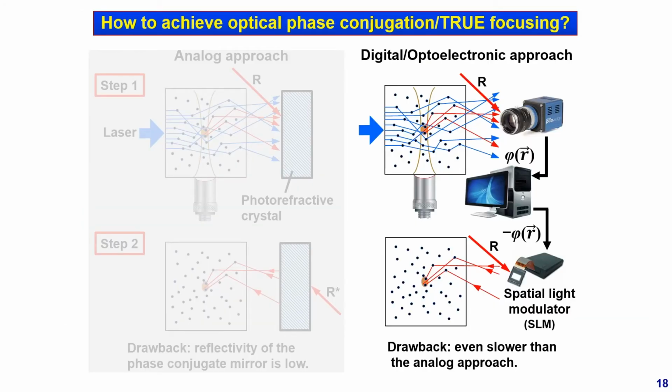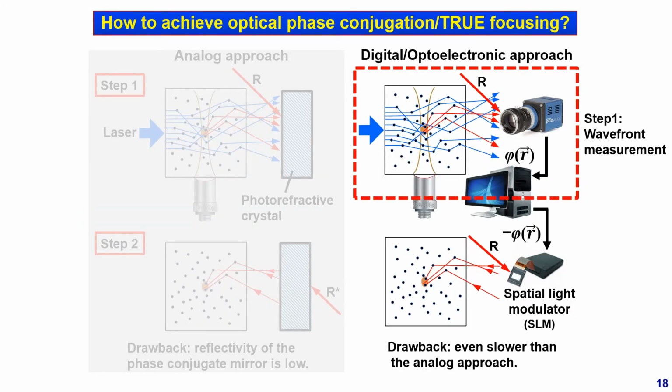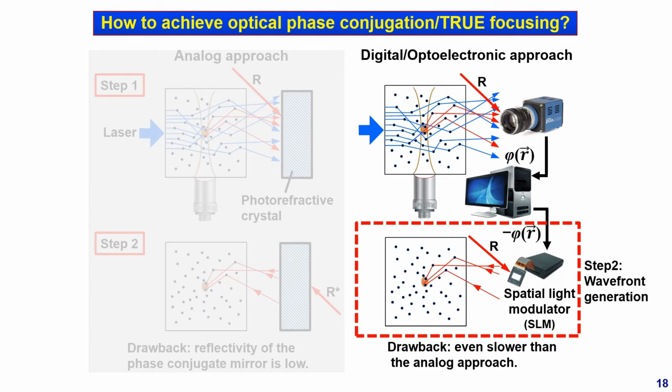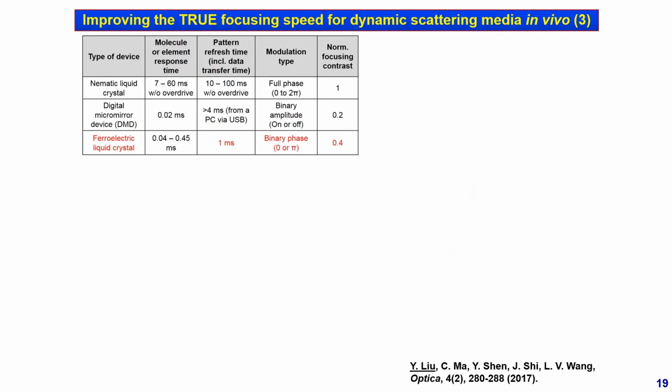Having talked about how we improve the speed of wavefront measurement, let me talk about how we improve the speed of wavefront generation. Here is a comparison of different spatial modulators used for wavefront modulation. Nematic liquid crystal-based spatial modulators are the most popular. However, they usually take tens of milliseconds to modulate the phase, which is much longer than the 1 millisecond requirement for achieving true focusing in vivo. Digital micromirror devices can be faster. However, they normally achieve binary amplitude modulation, which results in low focusing efficiency and contrast.